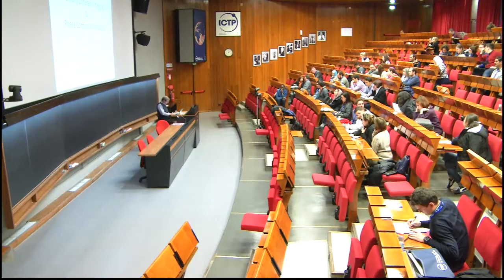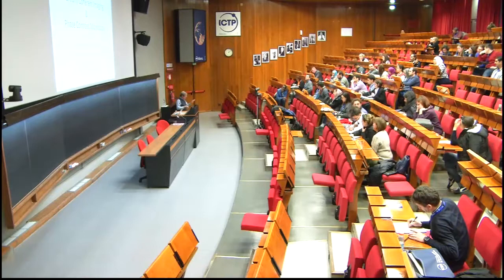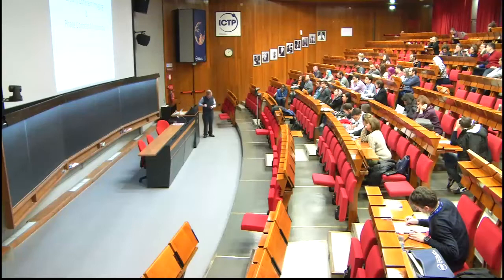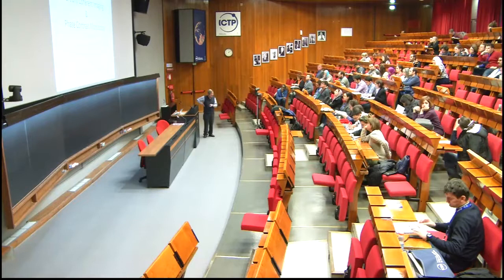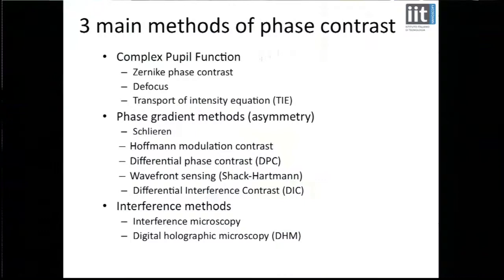I'm going to have to skip through some of this quite quickly, as I think the experimental and instrumental parts are probably more interesting to you than the theory. It's worth saying there are three main classes of phase contrast methods. One is based on a complex pupil function. If you've got a perfect system, you don't get phase contrast, so you've got to mess up the system in some way.